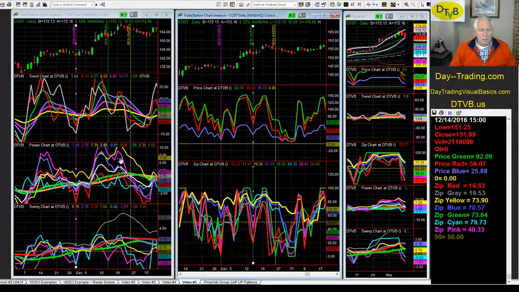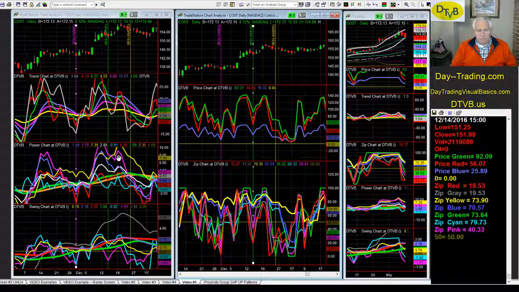But in the power chart, we have all four power lines, power blue, pink, yellow, and white, all up above power orange. And that is a proximity group pattern for next day up as well. So again, from that perspective, we see a good anticipated next day up scenario.